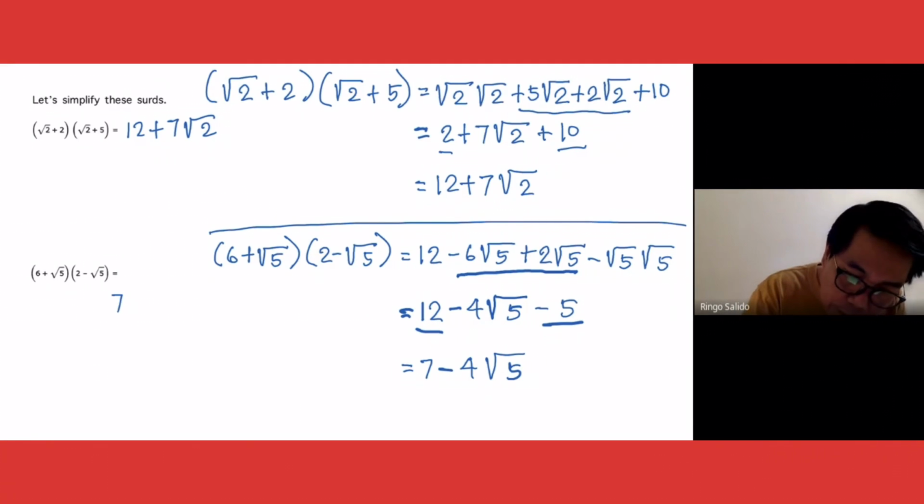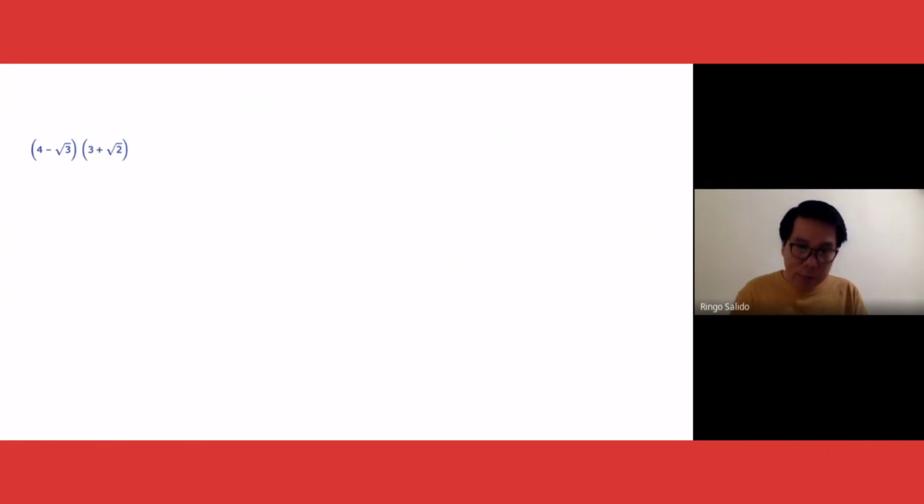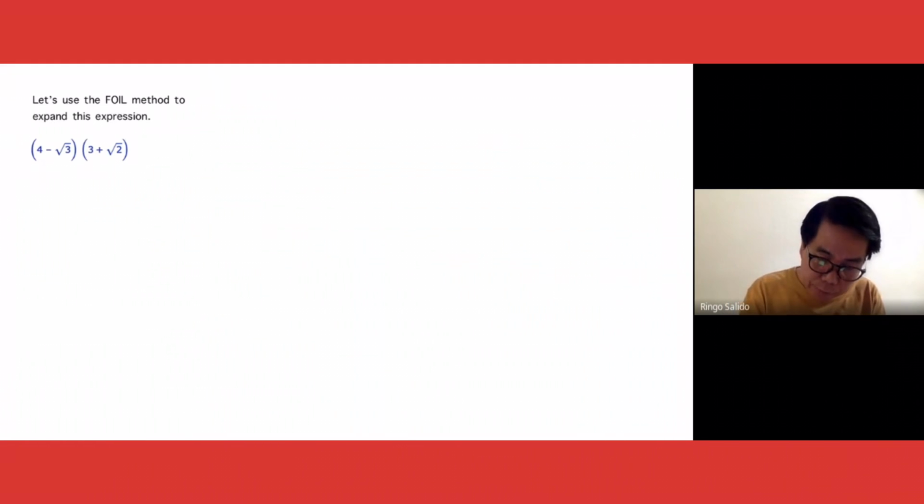7 minus 4 root of 5 times root of 5. Now, let us use the FOIL method to expand this expression. So we have (4 − √3) times (3 + √2). Okay, so let's multiply using the FOIL method.